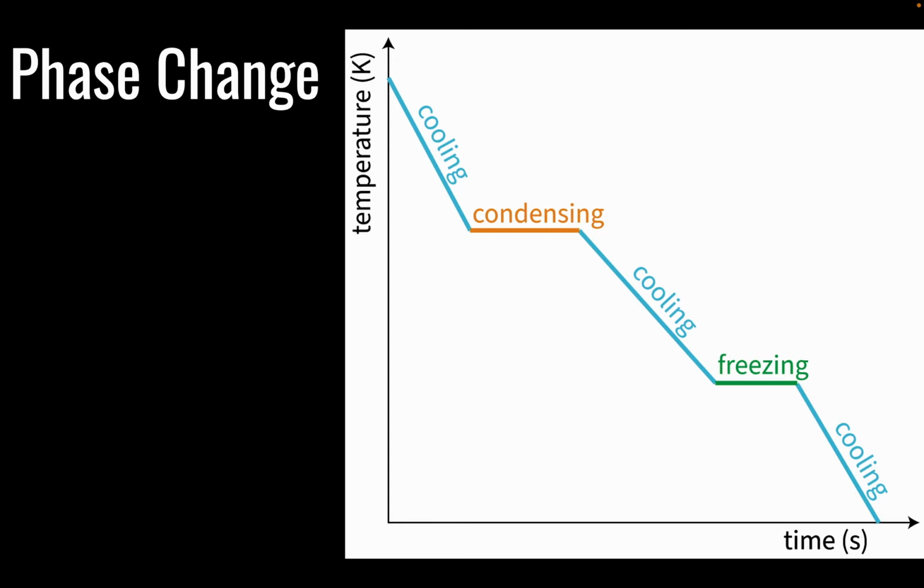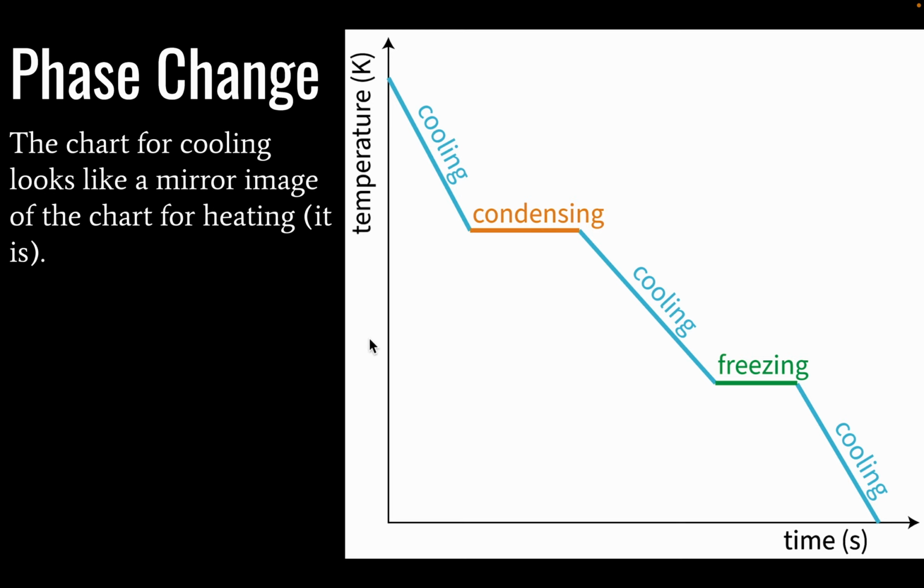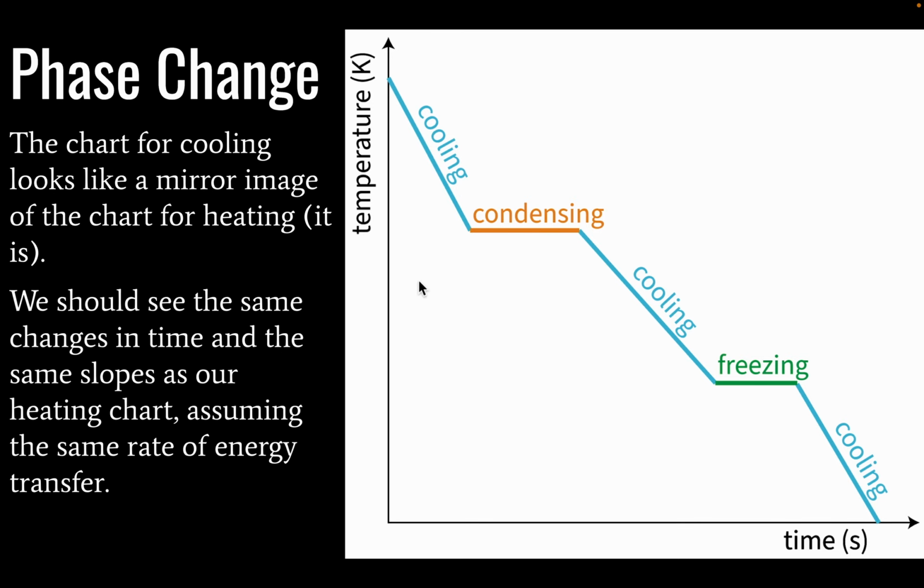All right, here we have a substance cooling. And if we assume that the rate of energy transfer is the same as our previous chart, then these slopes should be the same, and the amount of times for our phase changes should also be the same. Okay, so we've just got a mirror image of our previous chart.